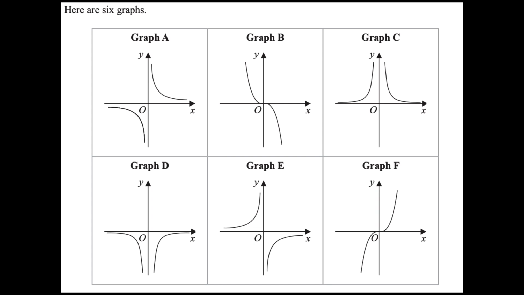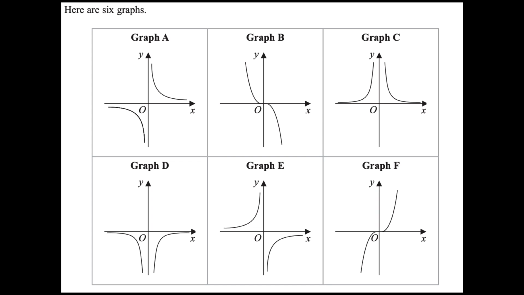Graph E does look like an upside down version of graph A, so it's going to be a negative 1, 2 or 3 divided by x, a negative number divided by x. And graph F looks like a positive cubic, some positive number x cubed.